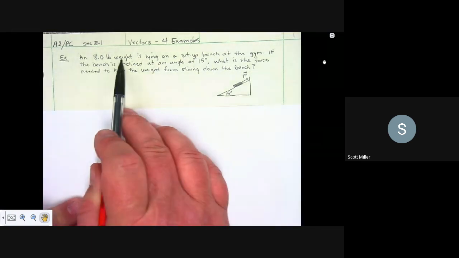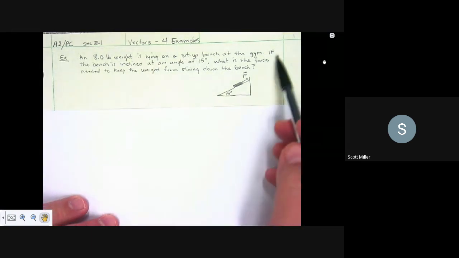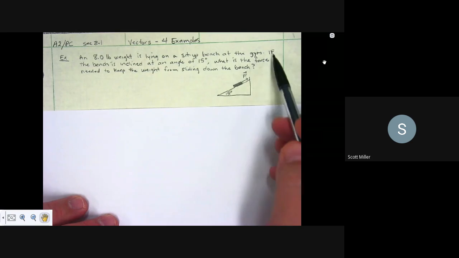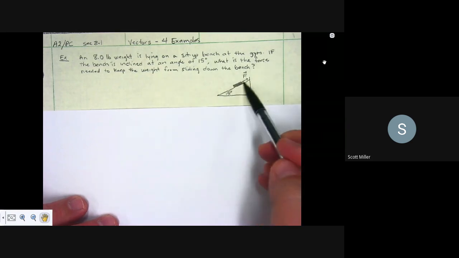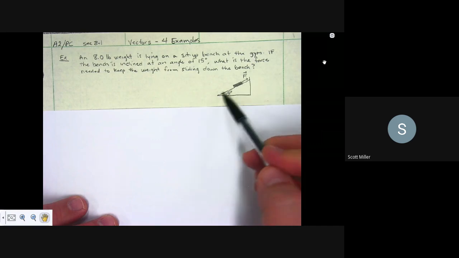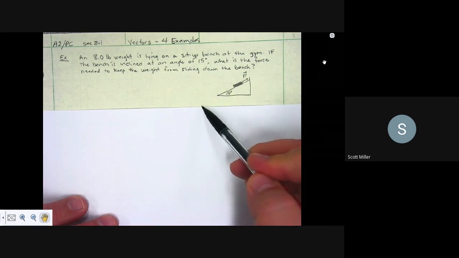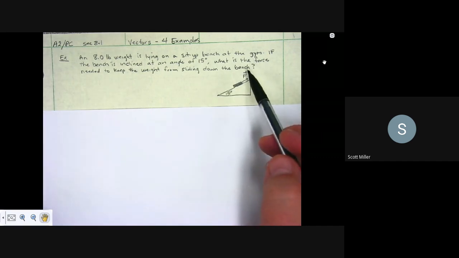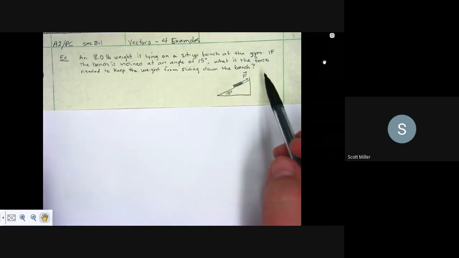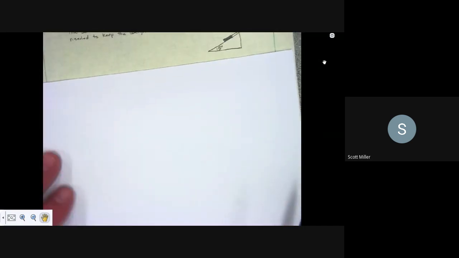There's an 8-pound weight lying on a sit-up bench at a gym. There's the weight. If the bench is inclined at an angle of 15 degrees, what is the force needed to keep the weight from sliding down the bench? So we can call that friction force, if you will, whatever the case may be. There's a lot of forces in play in here. So let me go ahead and draw these pictures out so you can kind of see what's happening.